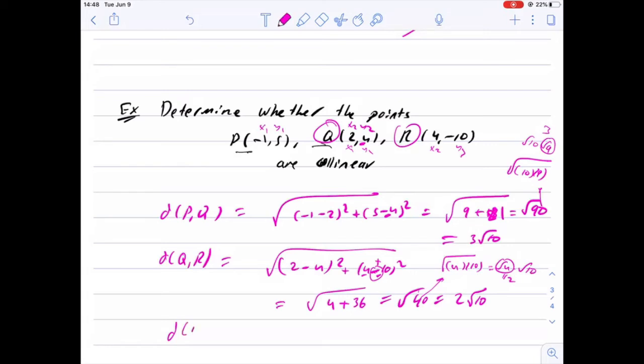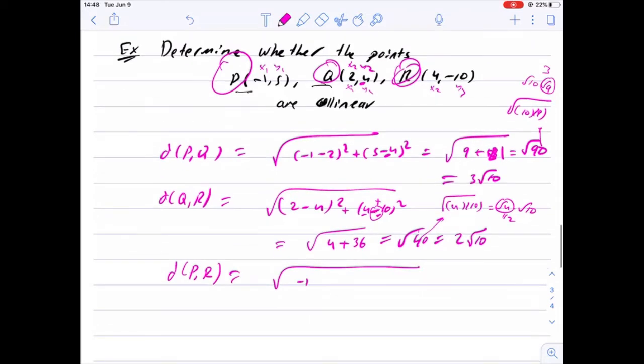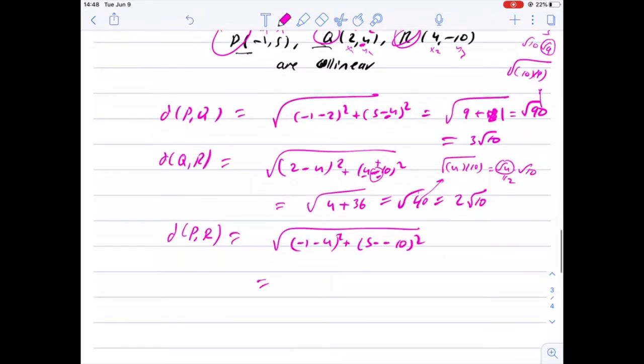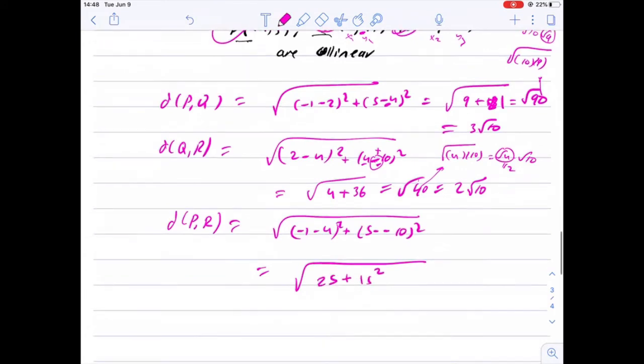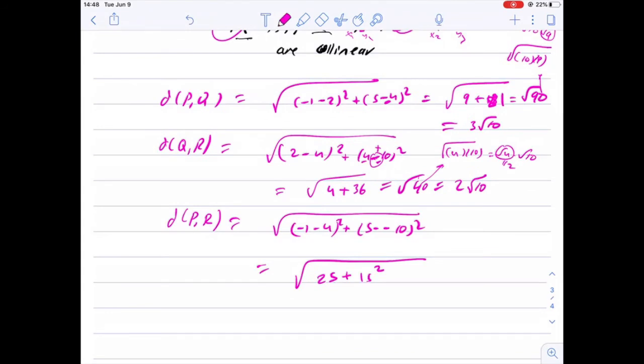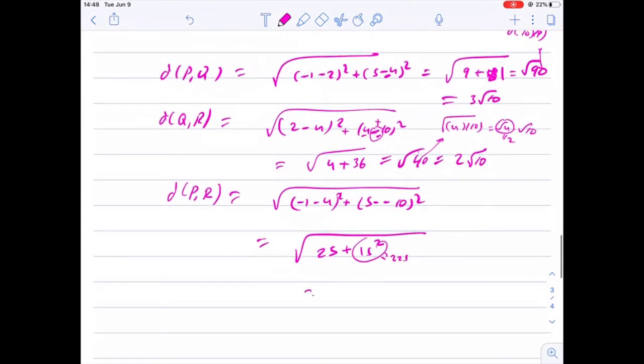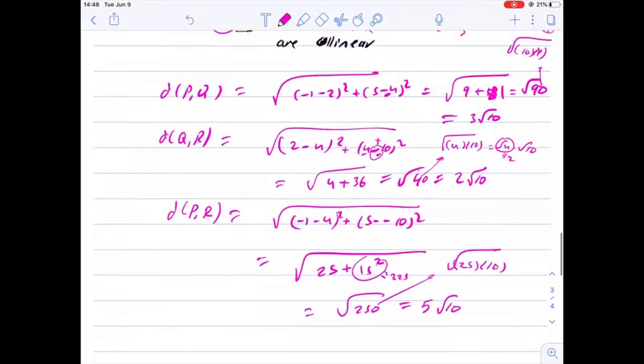Now we have the distance from P to R, from the first point to the last point. This is square root of -1 minus 4 squared plus 5 minus -10 squared. Now this is square root of -5 squared, 25, plus 15 squared, which is 225. So we get square root 250. 250 is 25 times 10 under square root. Square root of 25 is 5. Square root of 10.